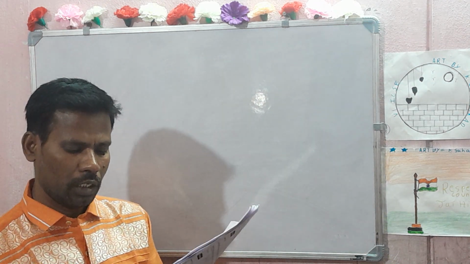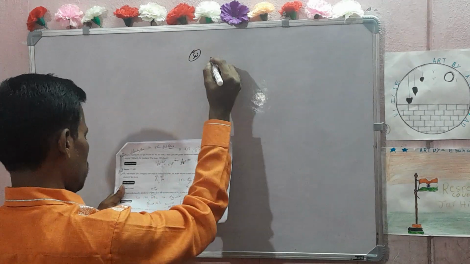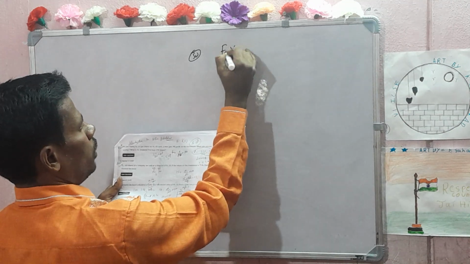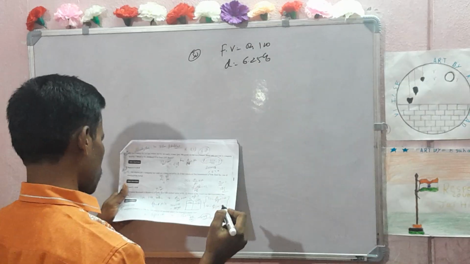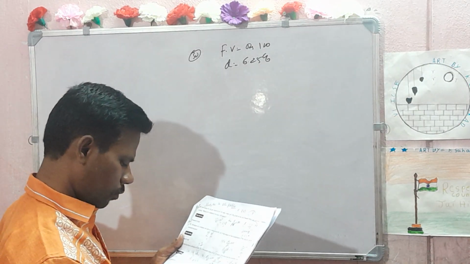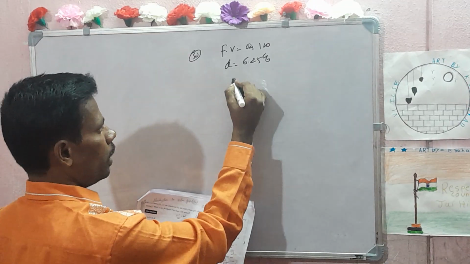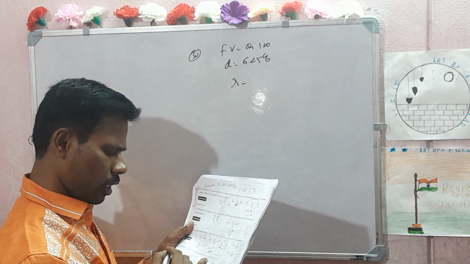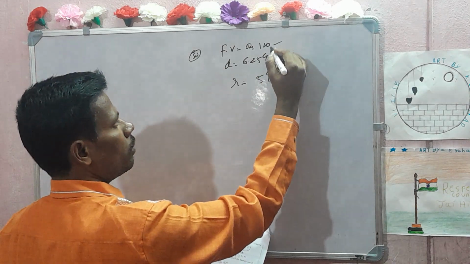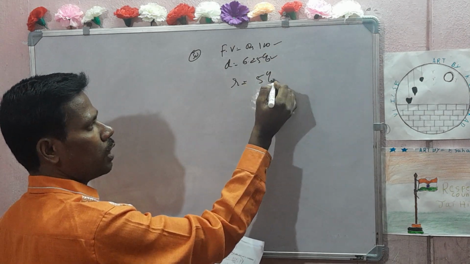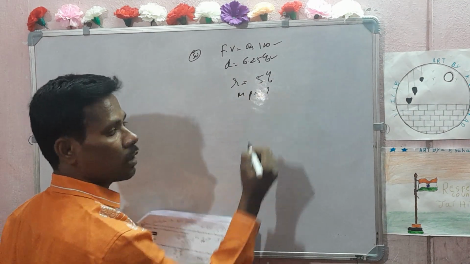5% means rate percentage. So let me write the condition. Question number 30. Face value is rupees 100. Dividend is equal to 6.25%. When the money is worth 5%. So already they give 6.25 dividend, face value, rate percentage also, which is 5%. What is asked? At what price? Means market price is asked.